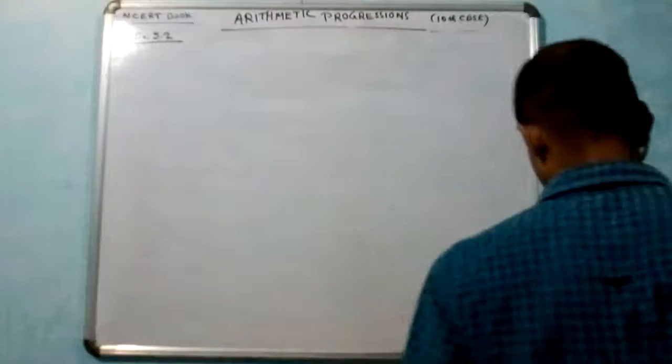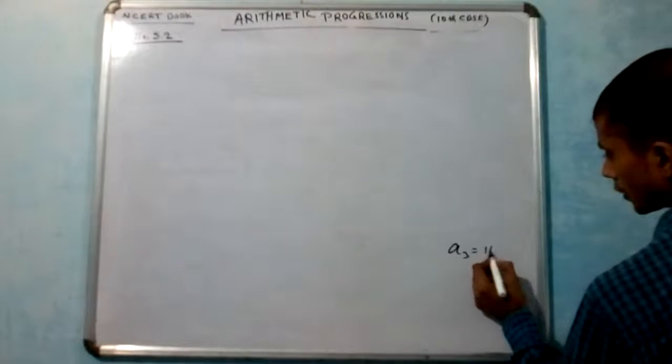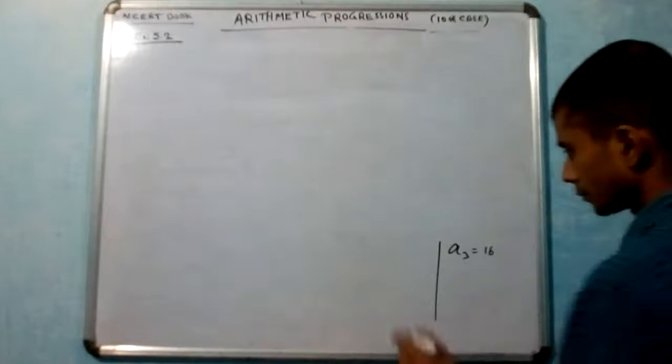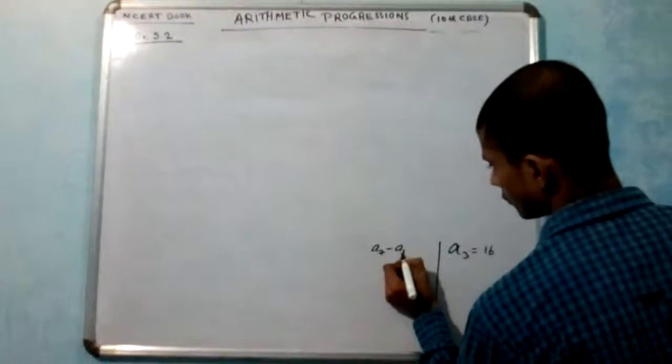You see, form the equation. A7 minus A5 is equal to 12, and the third term, A3, is given as how much? 16. And the second thing that is given: these two things are given, and what is being asked?